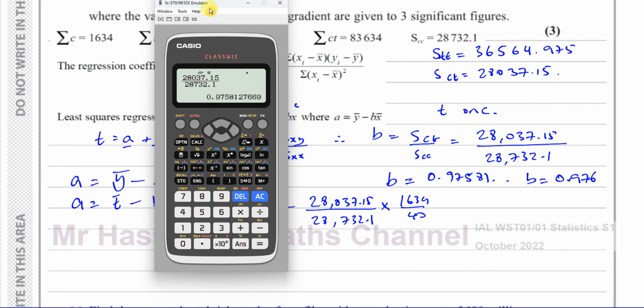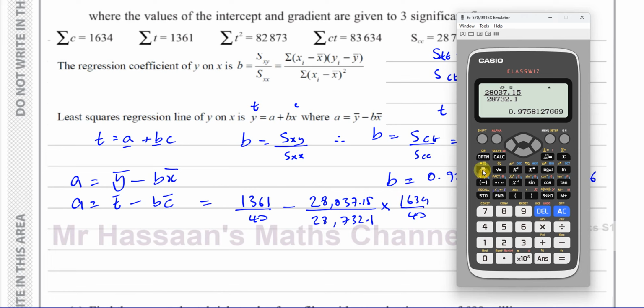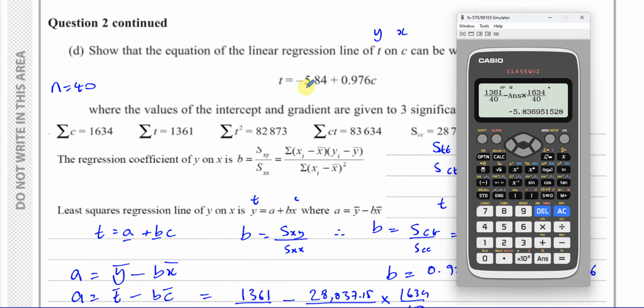So what I'm going to do is take 1361 divided by 40, and then take away my answer that I have last in my calculator. So put Ans, that is the last thing in my calculator, the value of B in its exact form, times this other fraction, which is the mean of C, 1634, sorry, divided by 40, and this should give me the value of A. And if you've done it correctly, it should be minus 5.84, and that's right. It's exactly the right number there for A.